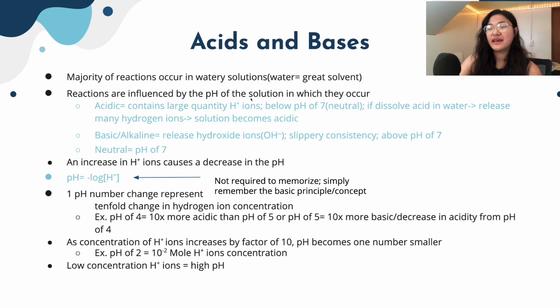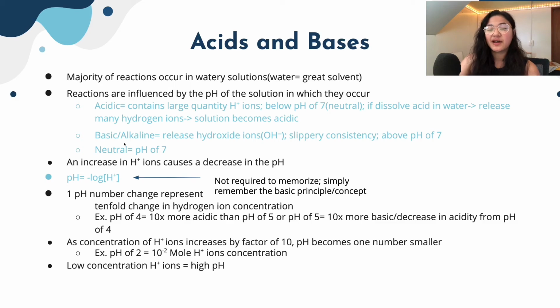Reactions are influenced by the pH of the solution in which they occur. Acidic solutions contain a large quantity of H+ ions, with a pH below 7, and a pH of 7 is neutral. Below that would mean it's acidic. For instance, stomach acid is a pH of 2. If you dissolve an acid in water, it will release many hydrogen ions and the solution will become acidic.